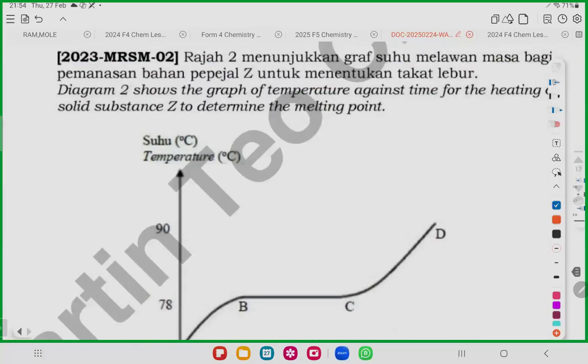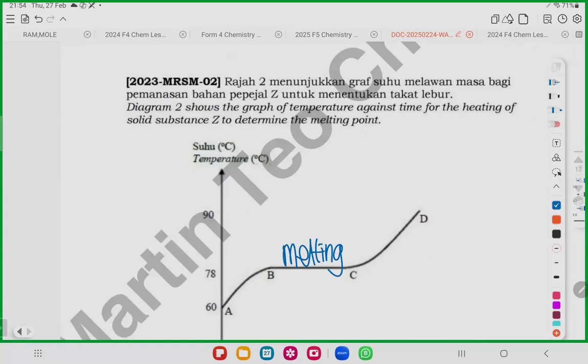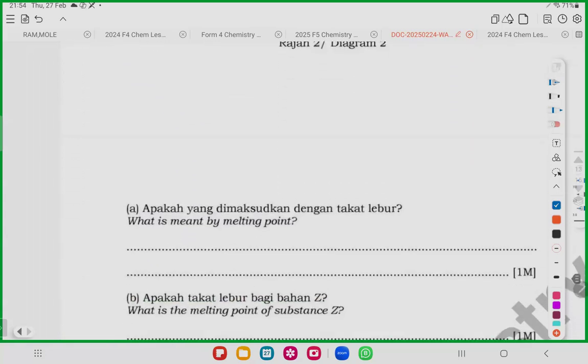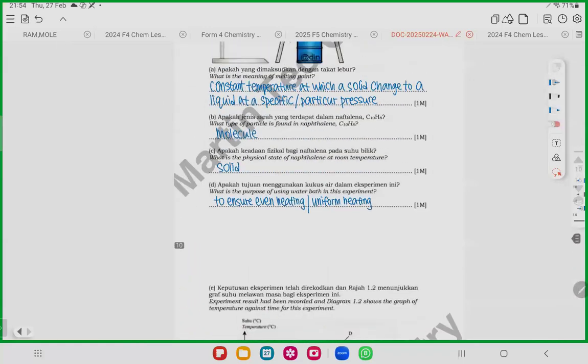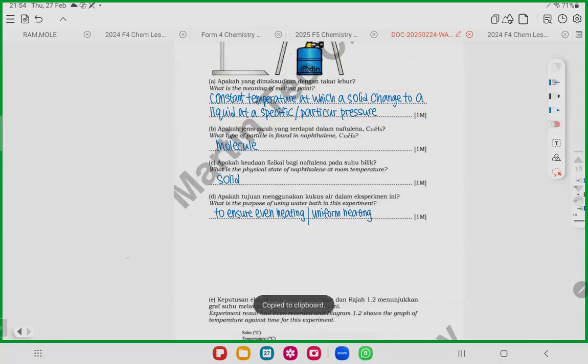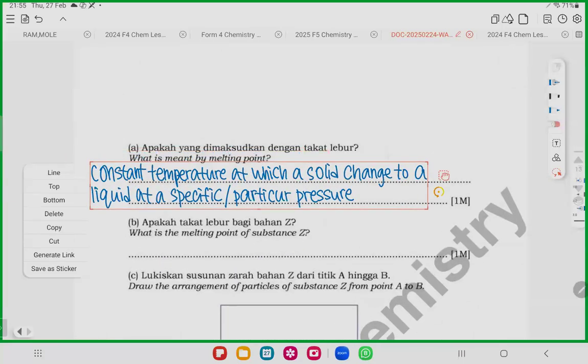Okay? Next one. This question came out in MRSM. This is an MRSM trial exam paper. So they say, this is a heating curve for solid substance Z. Even if they didn't tell you, you should know this is melting. Am I right? You started with a solid, you heat the solid, it has to be melting. What is the meaning of melting point? Same thing. So copy back the same answer. Melting point is a constant temperature when a solid changes to a liquid at a specific pressure.